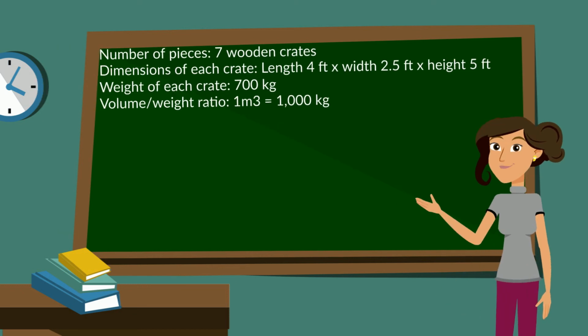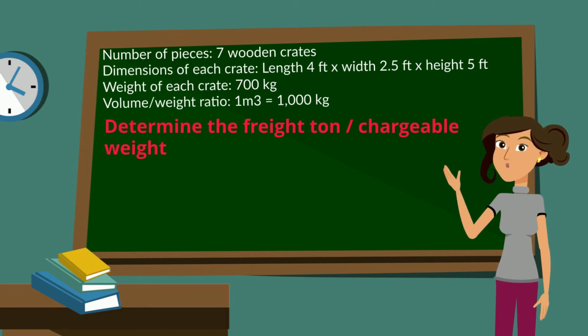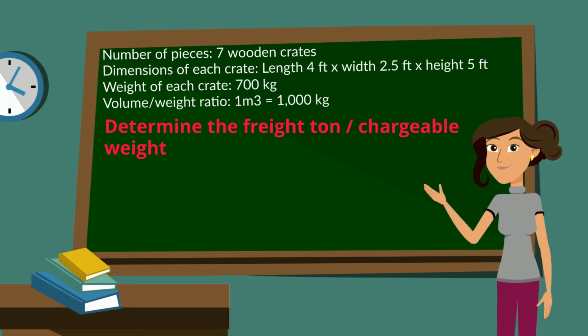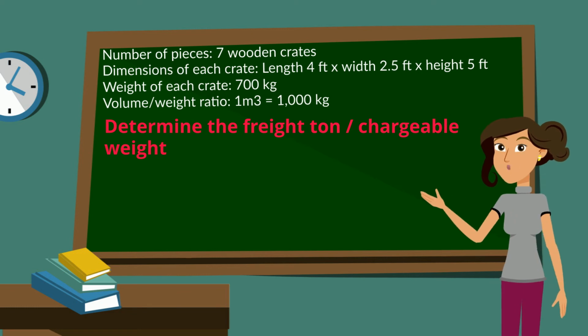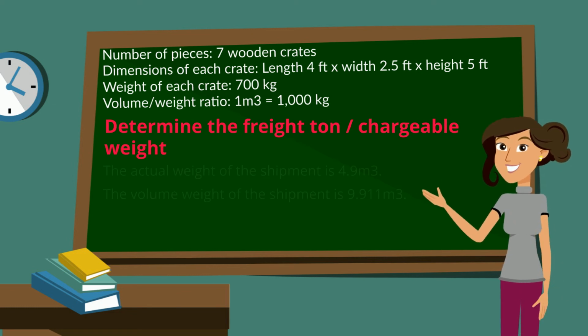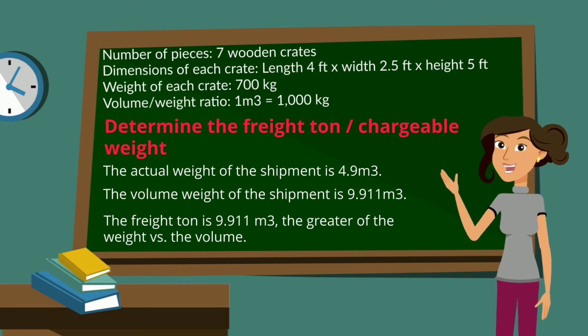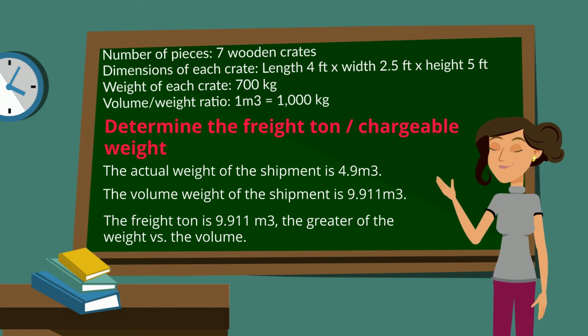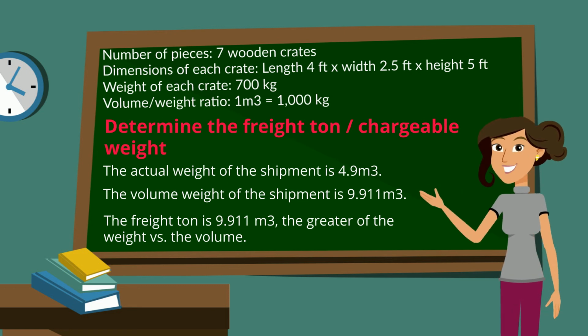Now that you have the weight in tons and the cubic meter volume, you can compare the two. So now we're comparing two measurements. So you have your cubic meter and you have your ton, which equals into a cubic meter. So you're going to look at the two of them and see which one's larger, and that's going to be your freight ton.